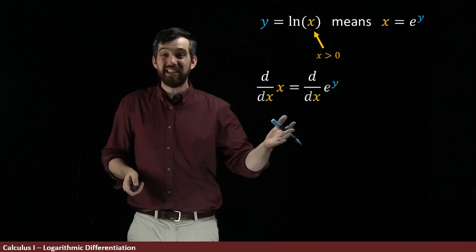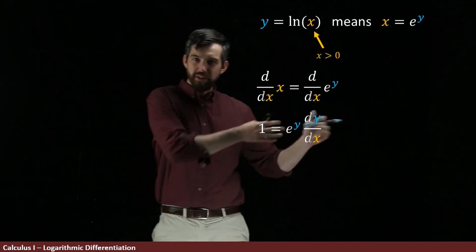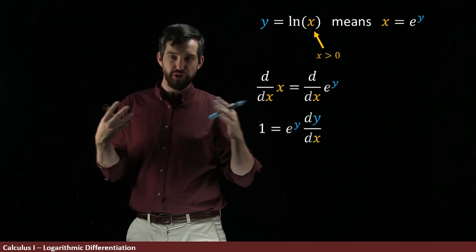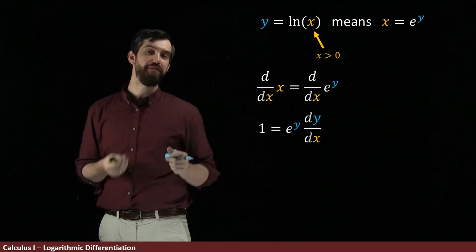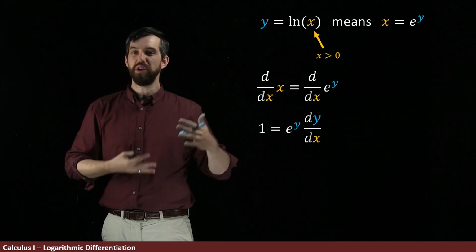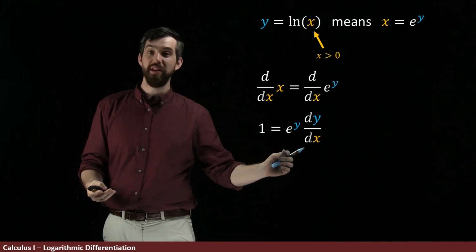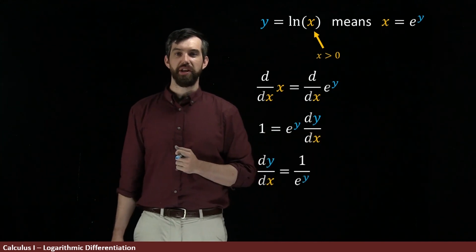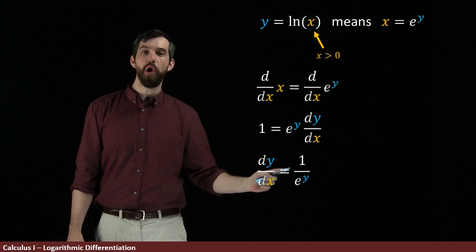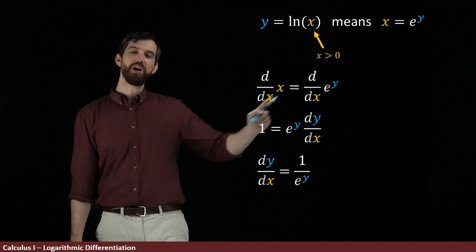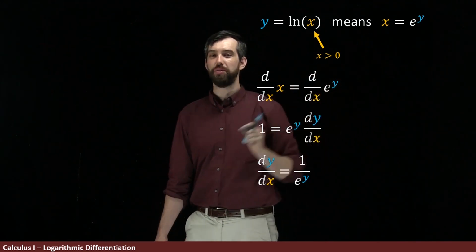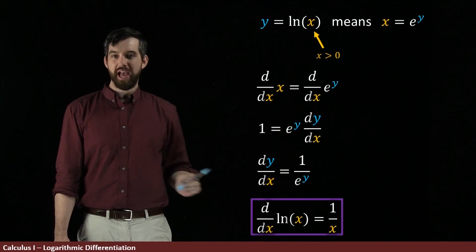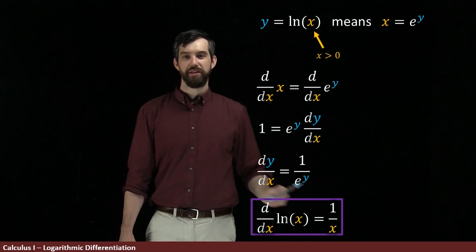The derivative with respect to x of x is just going to be 1, but for the other side, we're going to apply the chain rule. e to the y has an outside function, e to the whatever, and an inside function, the y. So the derivative of e to the y is just e to the y, and then the derivative of the inside, dy/dx. I can then rearrange. This is going to give me that dy/dx is 1 over e to the y. And I can look all the way back at the beginning, e to the y was just equal to x. So this is the same thing as saying that the derivative of the natural logarithm is 1 divided by x.